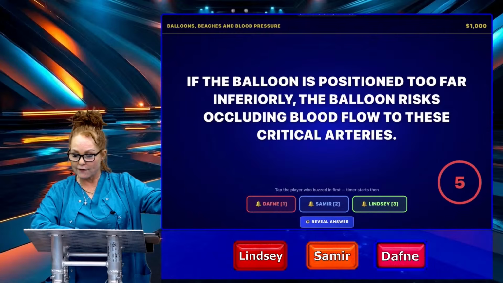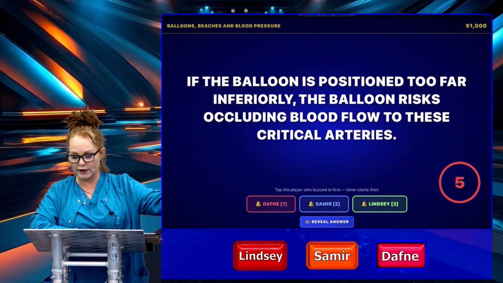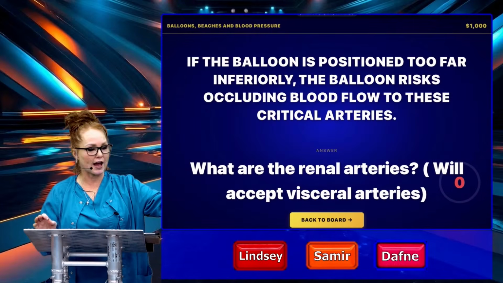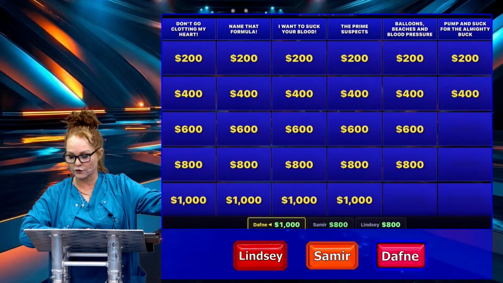Let's go with Balloons, Beaches, and Blood Pressure for 1,000. If the balloon is positioned too far inferiorly, the balloon risks occluding blood flow to these critical arteries. Daphne, the renal mesenteric arteries. Answer the or question. Renal. What is renal mesenteric arteries? That is correct. Good job. Daphne, you now have control.